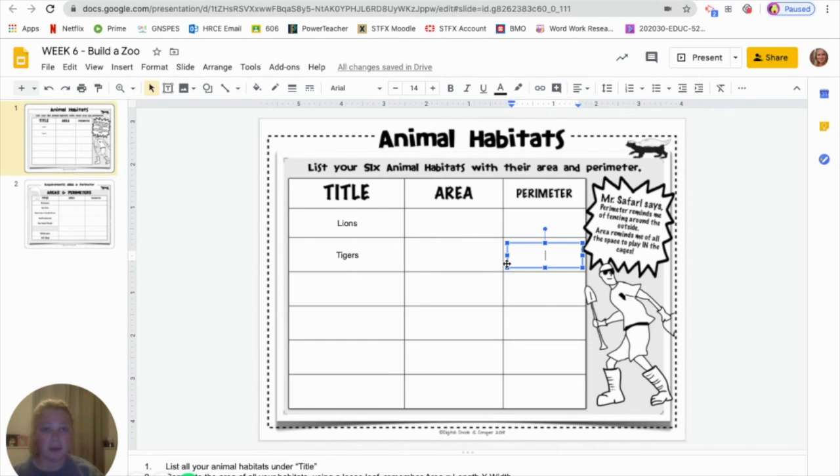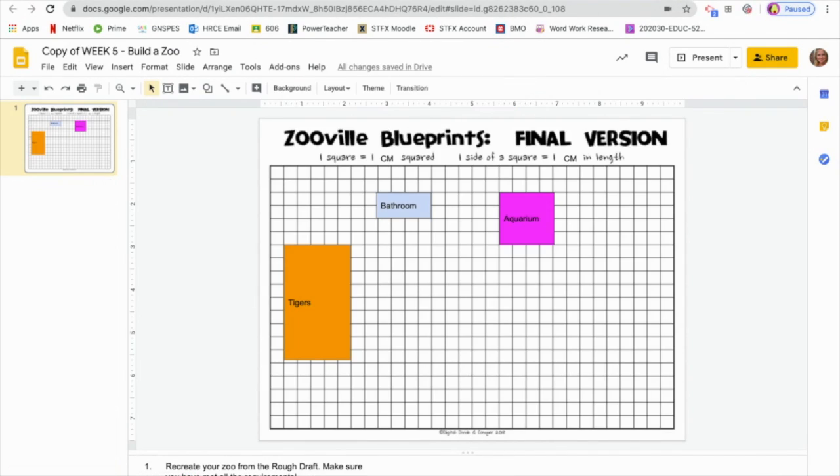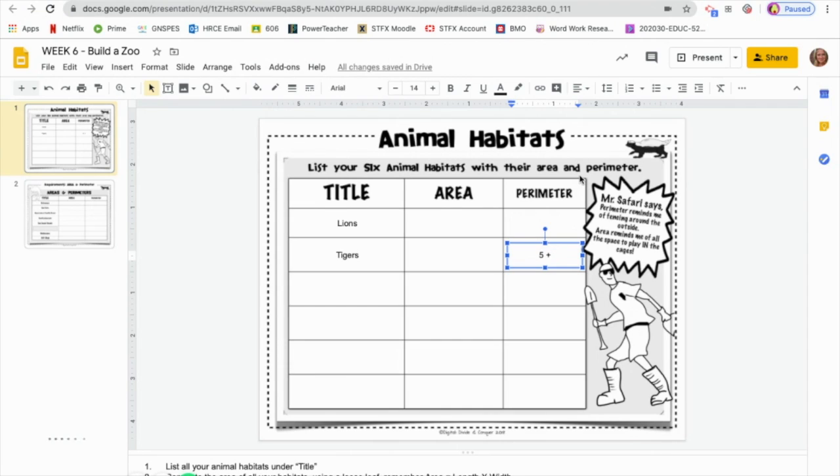And my formula for a rectangle is side plus side plus side. So my first side in my tiger's pen is 5, so I'm going to write 5 and then plus. Then I'm going to count this side of my pen. So 1, 2, 3, 4, 5, 6, 7, 8, 9. And I'm going to go back and write 9.